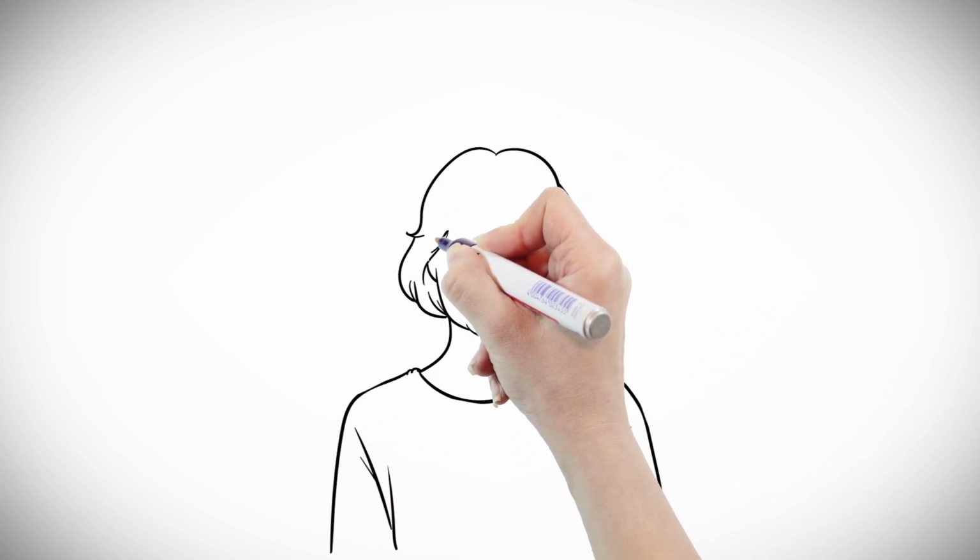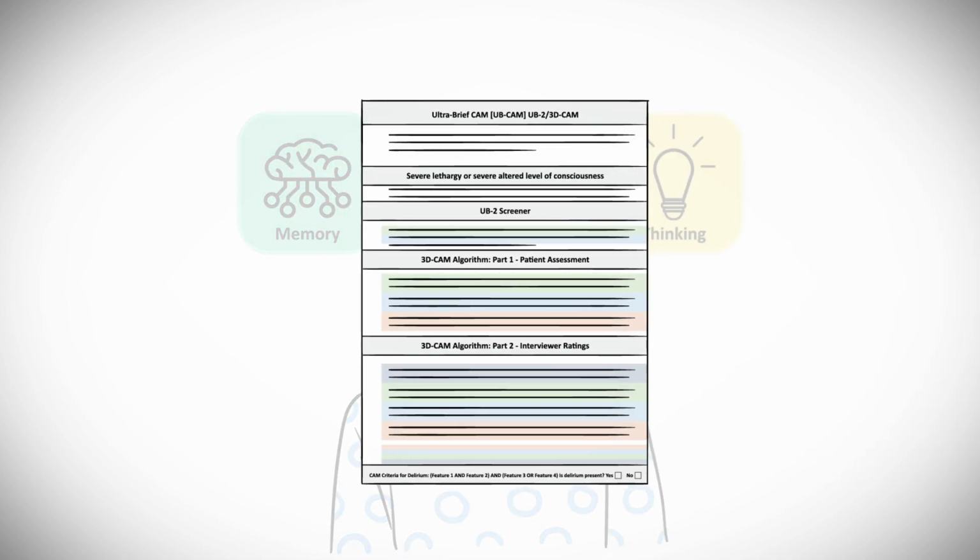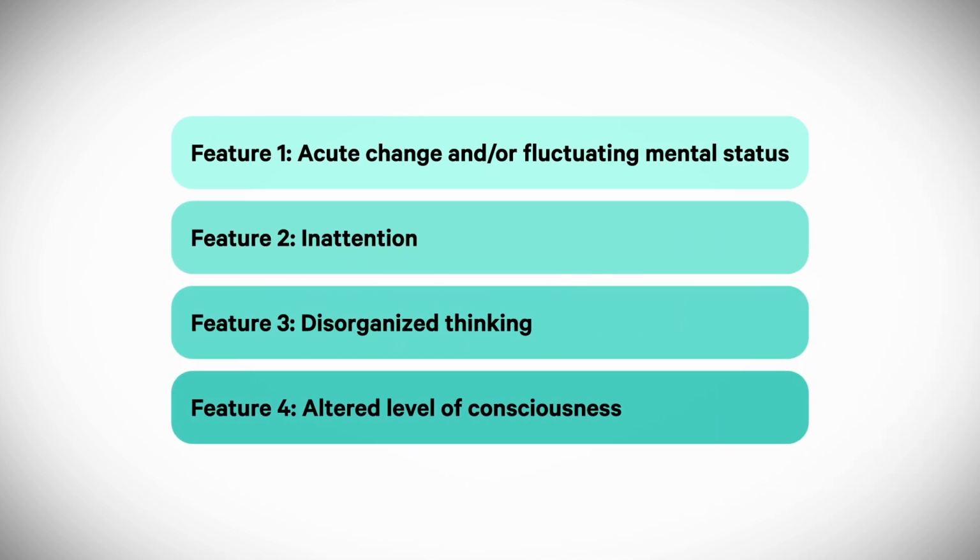Older adults in the hospital sometimes experience changes in memory or thinking. Understanding these changes helps us learn why it happens to some people and not others, and find better ways to support them in the future. The purpose of this training video is to teach you how to use the UBCam screening tool to assess for delirium. There are 4 features used to screen for delirium.